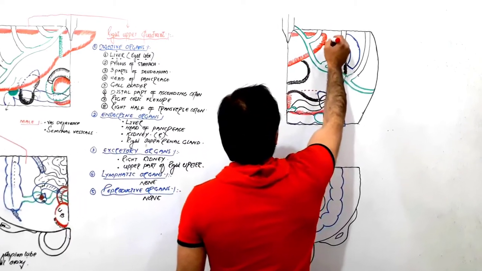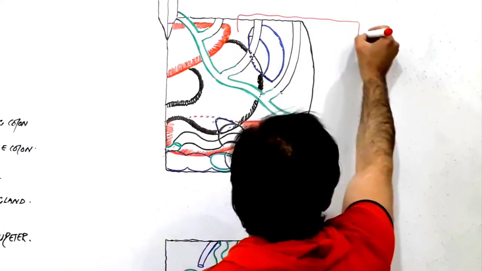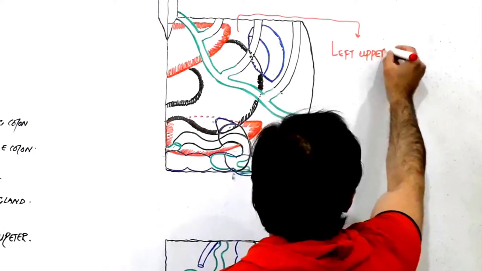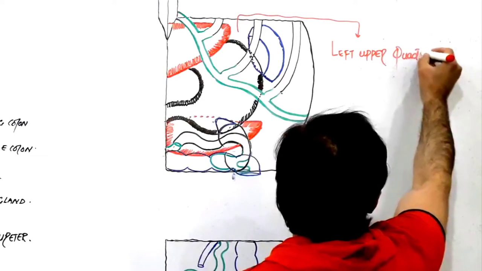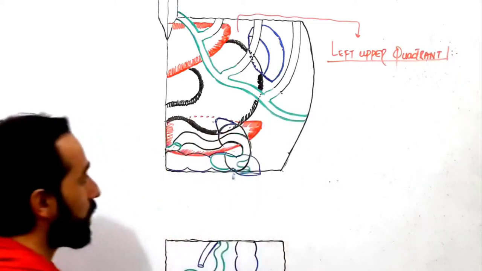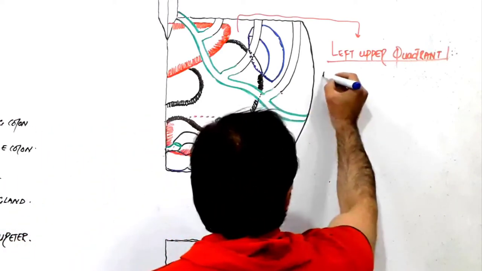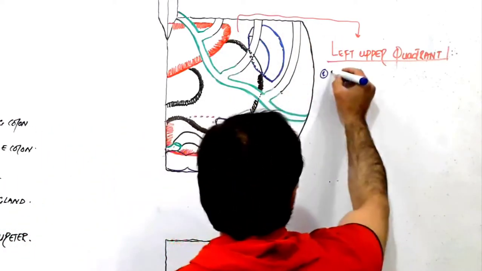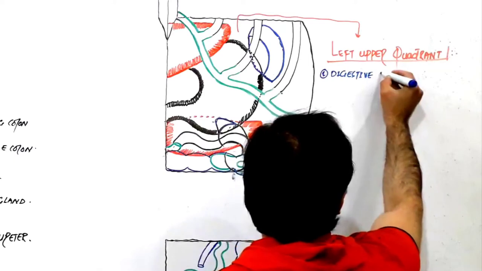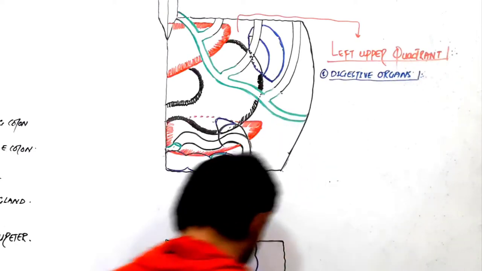So this is our left upper quadrant, right? Let me write it here. Left upper quadrant. Which structures are present, which organs are found in the left upper quadrant of our abdominal cavity? Let's see. The first class of organs that will be present here are the digestive organs. Which digestive organs are present in the left upper quadrant of our abdominal cavity? Let's see which structures we can find here.